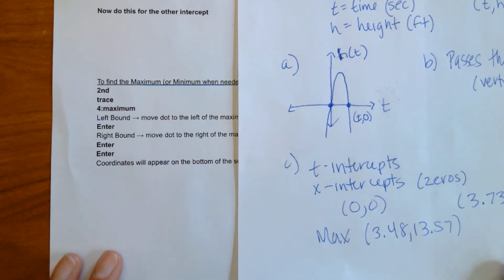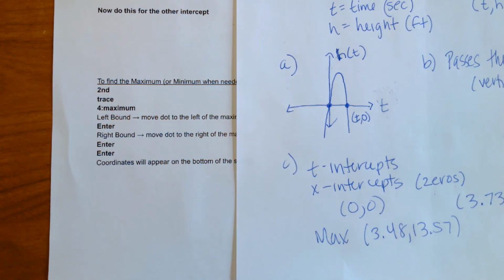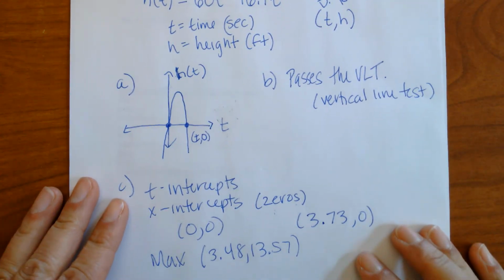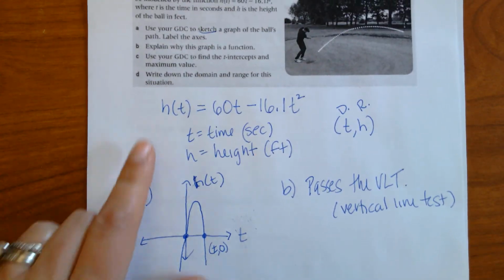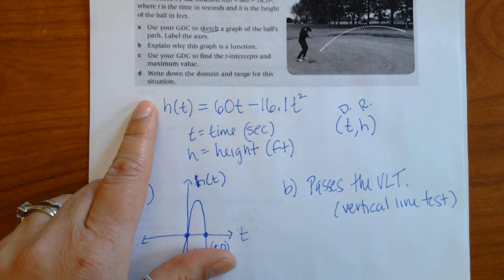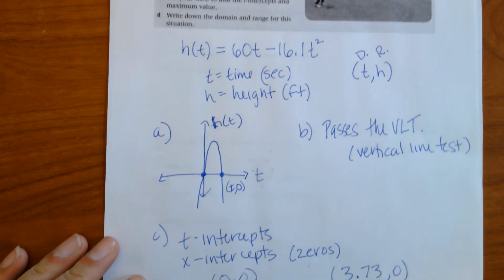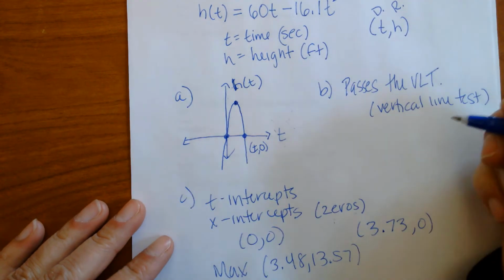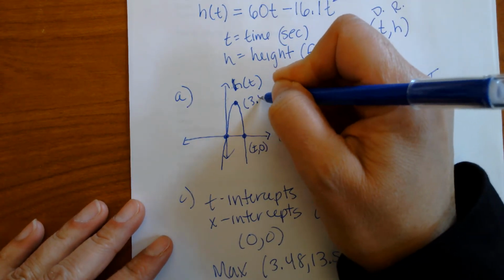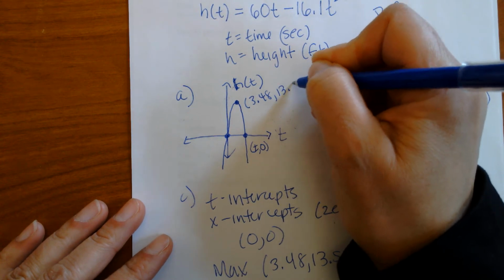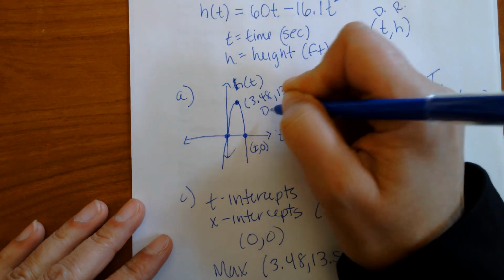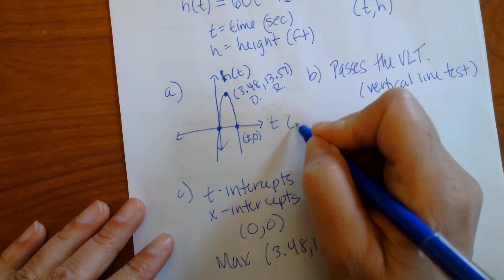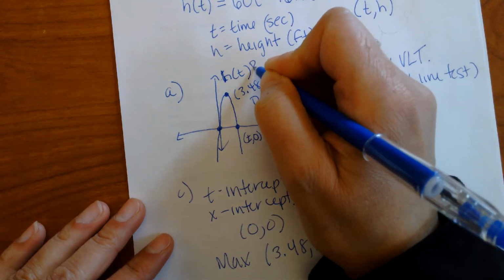Again, this takes some practice. So you have to get used to going to the right of the point and going to the left of the point. And write down the domain and range for this situation. So let's label some things. This is the maximum point, 3.48, 13.57. Remember, DR. What do we notice? So first, let's look at the domain. This is the domain. This is the range.